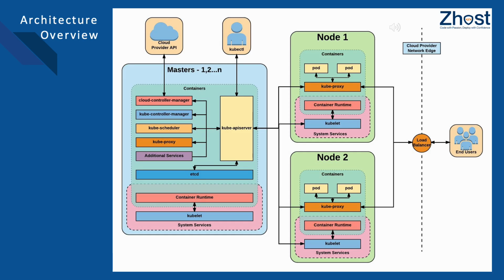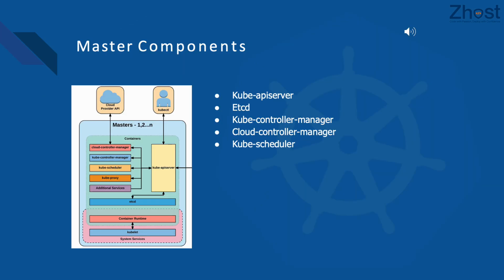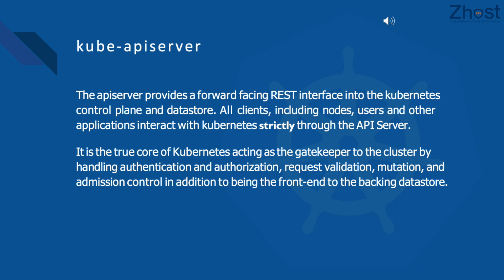Let's see in details in the next slide. The image representation shows the different components of Kubernetes with user interaction. Master components include the following: kube-apiserver, kube-controller-manager, cloud-controller-manager, kube-scheduler. Kube-apiserver is the main API interface for communication. It acts as the front end for the Kubernetes control plane.